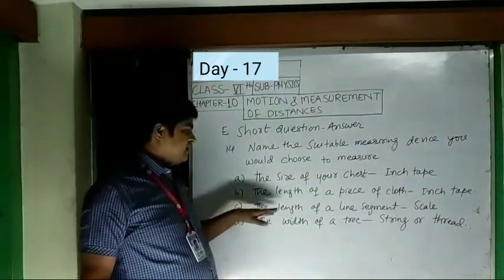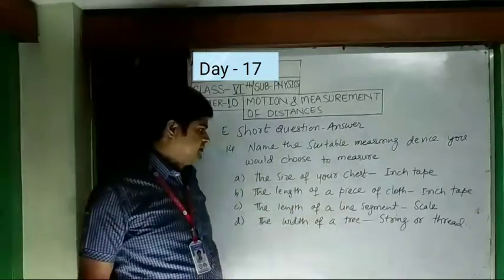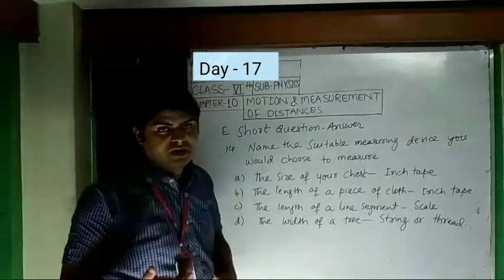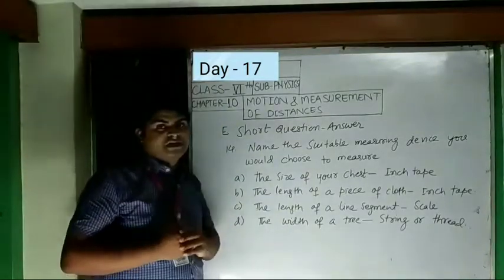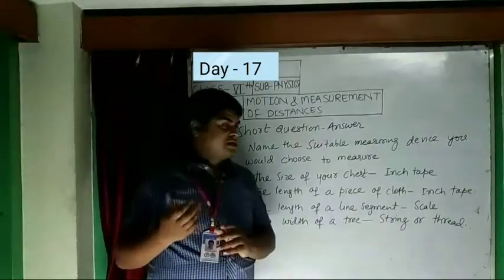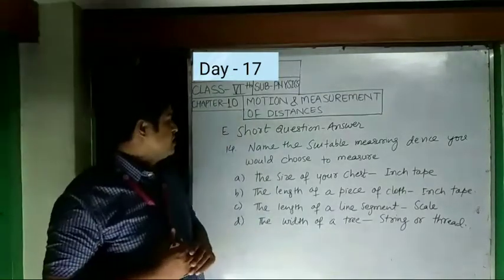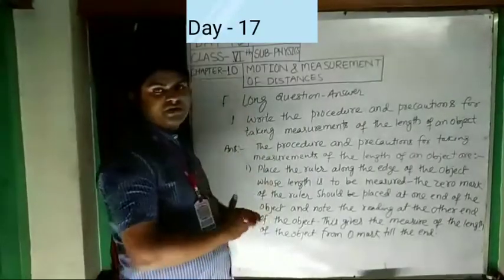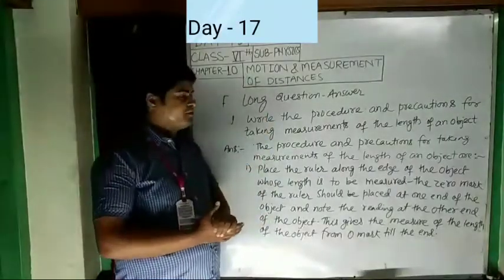Question number C, the length of a line segment, a scale simply. The width of a tree, I have told you, a string or thread. Okay students, these 14 questions come from short type question answer. Now it's time for long question answer. Okay, so let us see long question answer. Students, see question number F, long question type answer.